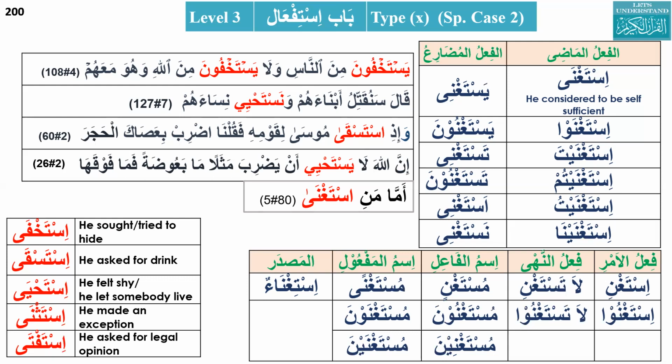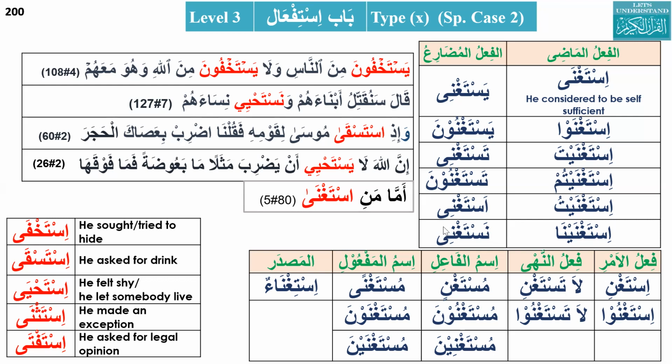Can you please do the complete table for istajaba? Istajaba, istajabu, istajabta, istajabtum, istajabtu, istajabna, yastajibu, yastajibuna, tastajibu, tastajibuna, astajibu, nastajibu. Istajib, istajibu, la tastajib, la tastajibu. First, ismul fa'il is mustajibun, mustajibuna, mustajibina. Mustajabun, mustajabuna, mustajabina. Istijaba. Okay. Musab Iqbal.